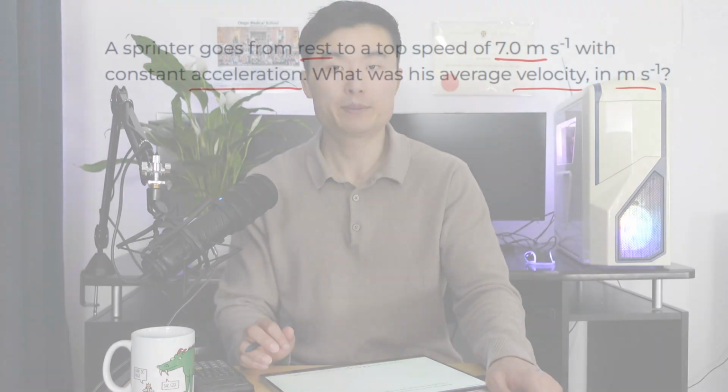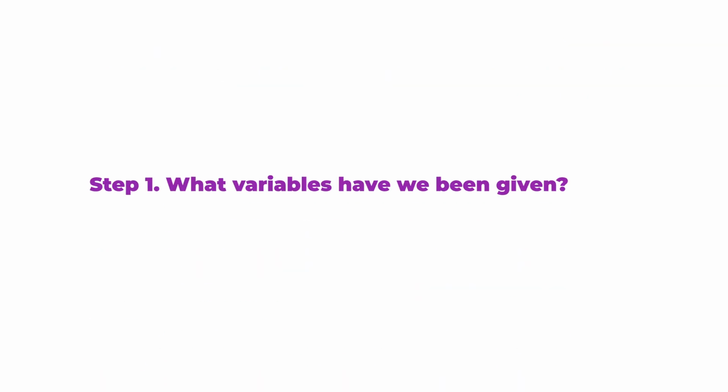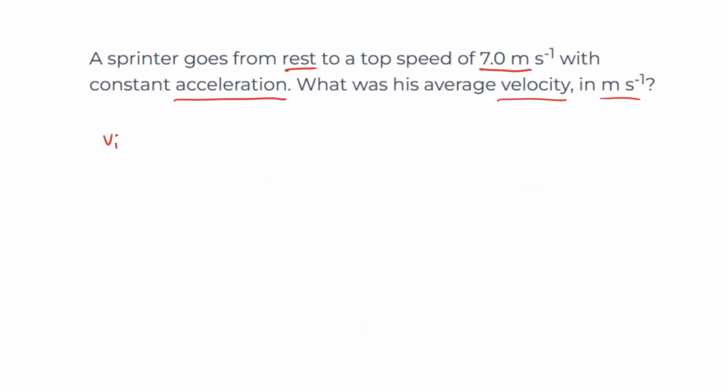Question 6. A sprinter goes from rest to a top speed of 7.0 meters per second with constant acceleration. What was his average velocity in meters per second? Step 1. What variables have we been given? We have initial velocity, so Vi is equal to 0 meters per second, and final velocity Vf is equal to 7.0 meters per second. We can calculate delta V, which is equal to Vf minus Vi, so delta V equals 7 minus 0, which is 7 meters per second.